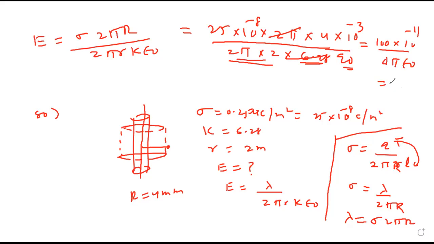So 9 into 10 raised to 9, and this is 100 into 10 raised to minus 11, that is 10 raised to minus 9. So what will be final answer? 9 volt per meter. Important because you should remember everything, how we are adjusting. 9 volt per meter. Option A.